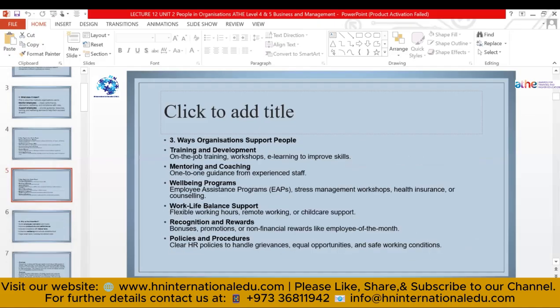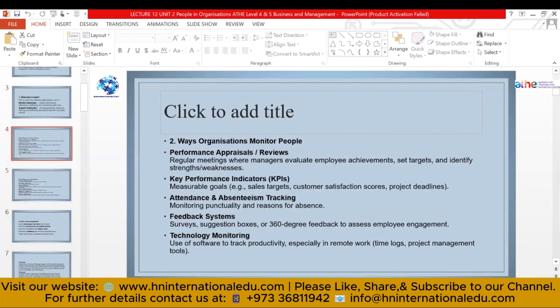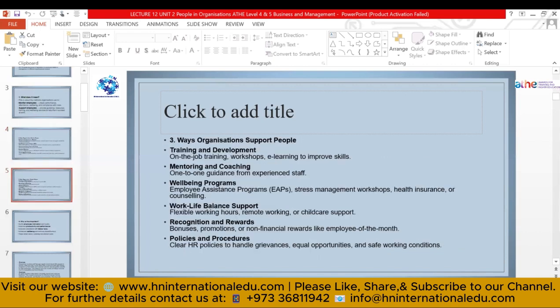Now, these are the ways in which we support the people. The first one was what? Monitoring the people. Now, supporting them. Training and development. We have two kinds: off the job and on the job. On the job means you are giving them the training, the workshops while they are at work, mostly through recorded lectures and videos. Then mentoring and coaching, one-to-one guidance from experienced staff. One person at a time only.